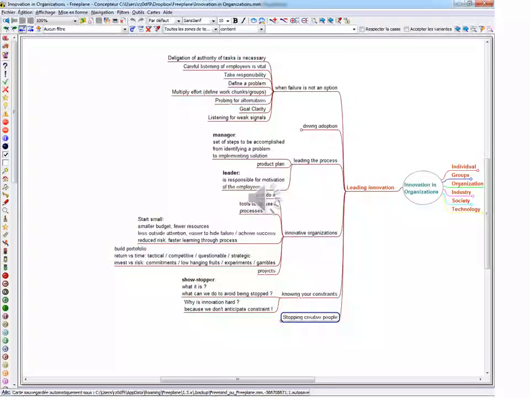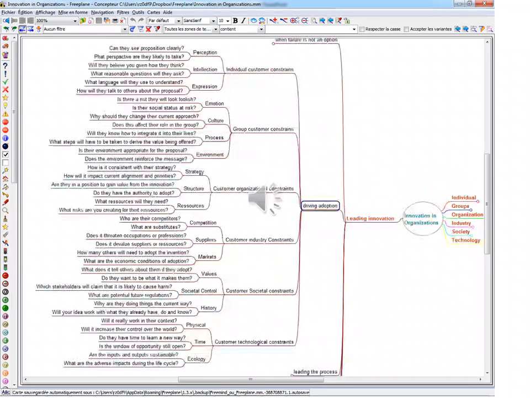Now we've got the last week's information of the MOOC, leading innovation. There were quite a lot of subjects in this one. We split it into 3 different presentations here. We developed when failure is not an option, leading the process, innovative organization, and knowing your constraint. Driving adoption and stopping creative people will be developed more precisely in the following slides.